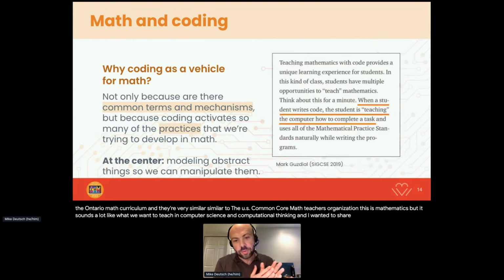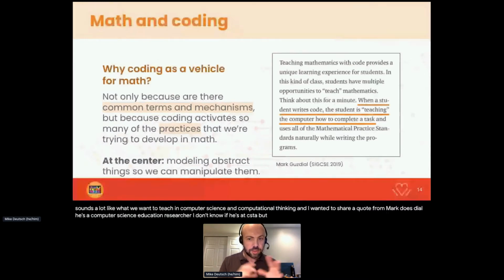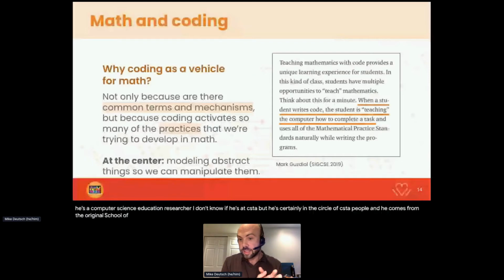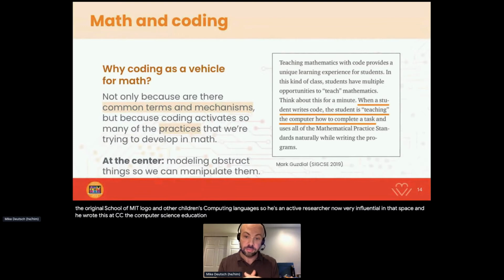And I wanted to share a quote from Mark Guzdial. He's a computer science education researcher. I don't know if he's at CSTA, but he's certainly in the circle of CSTA people. And he comes from the original school of MIT Logo and other children's computing languages. So he's an active researcher now, very influential in that space. And he wrote this at SIGCSE, the Computer Science Education Special Interest Group of the ACM, just a couple of years ago. When a student writes code, the student is teaching the computer how to complete a task.